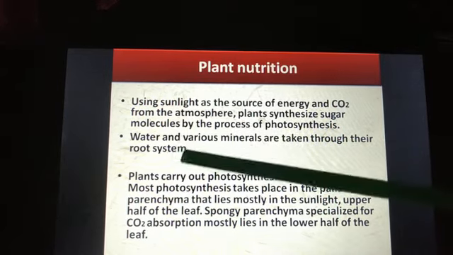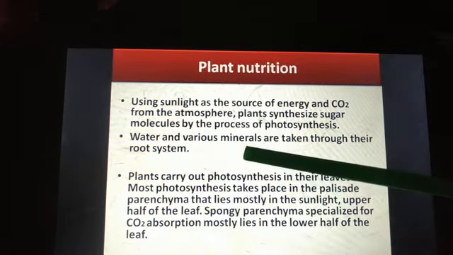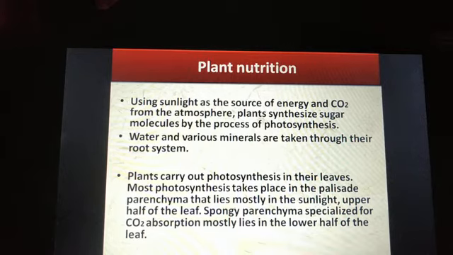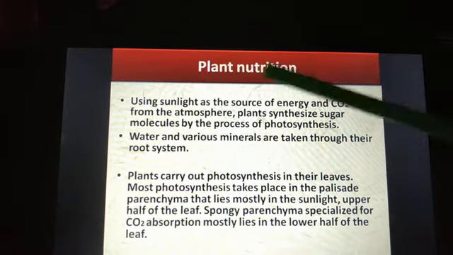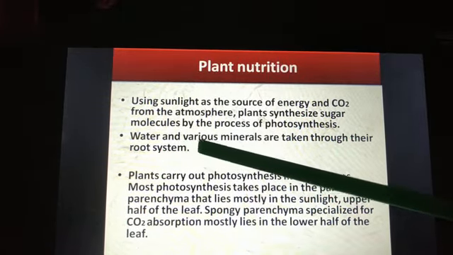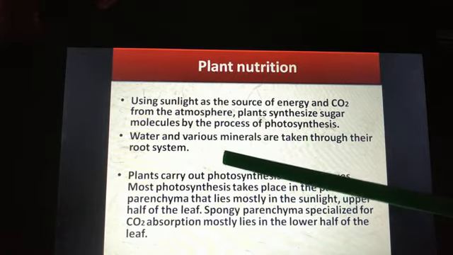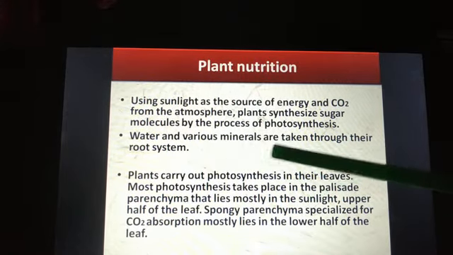Now water and various minerals are taken through their root system. So they will also absorb water and various minerals that are found in the soil through their roots.